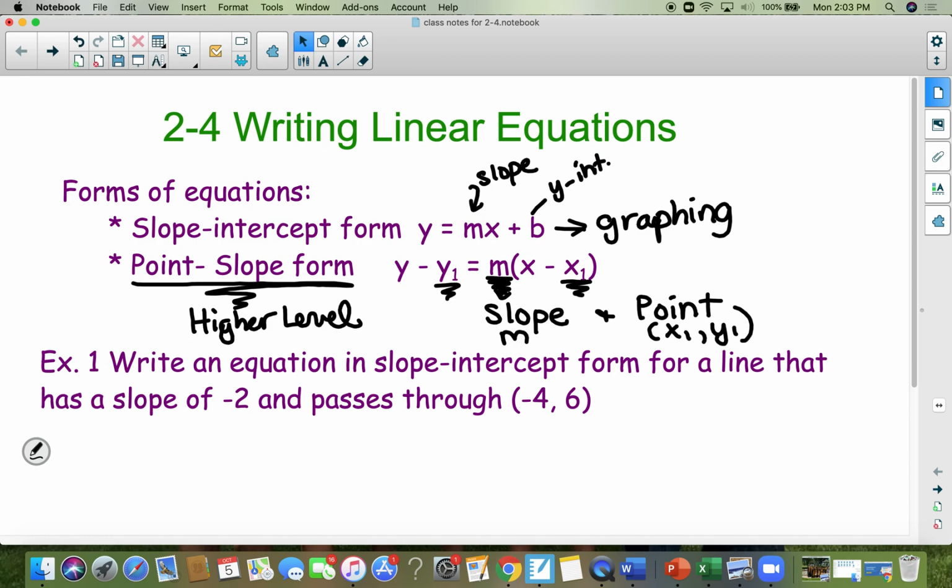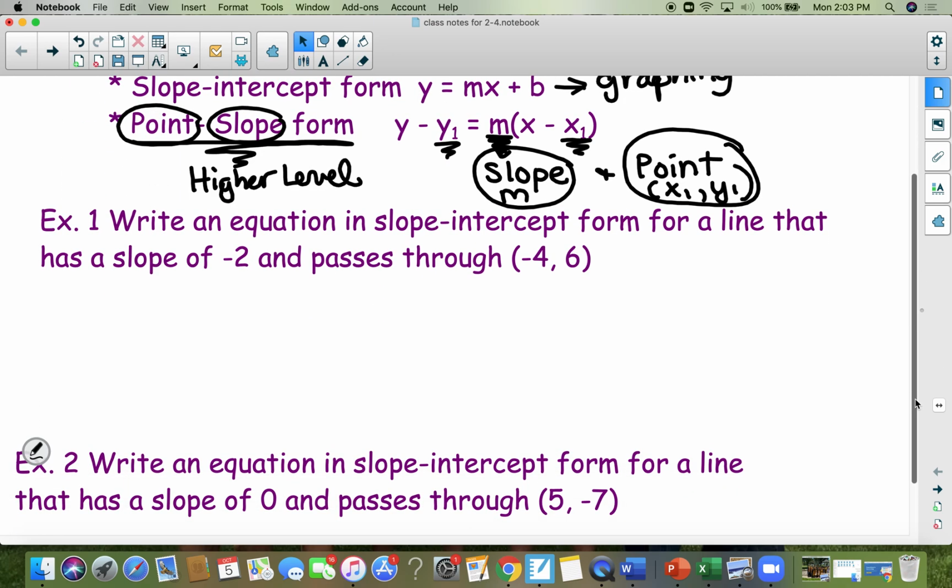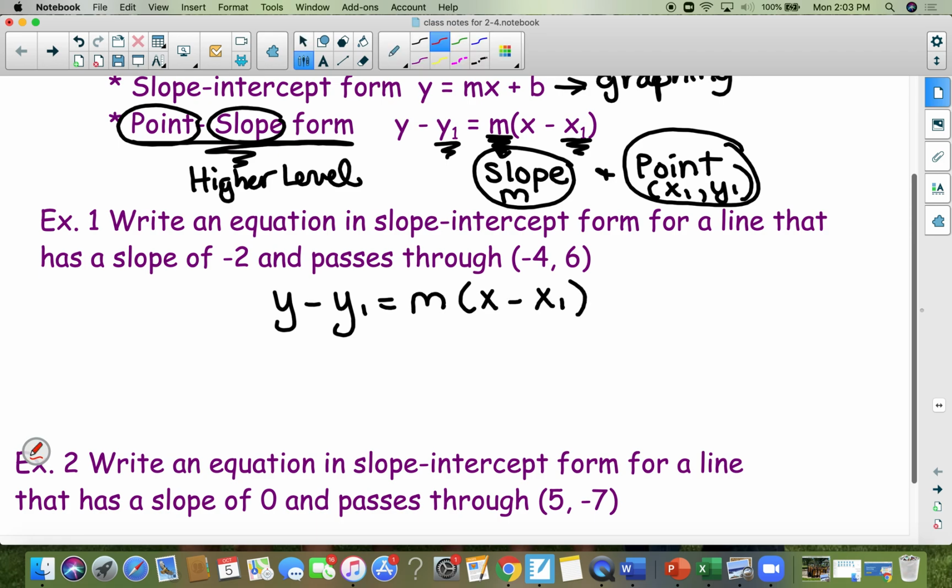And that's why it's called point slope form, because you need a point and you need the slope to do this form. Okay, so we're going to use this all of 2.4. This is the only formula you're going to use, and it will be on the test. So if you forget it, it'll be on the test. I'm going to rewrite it though. y minus y1 equals m times x minus x1.